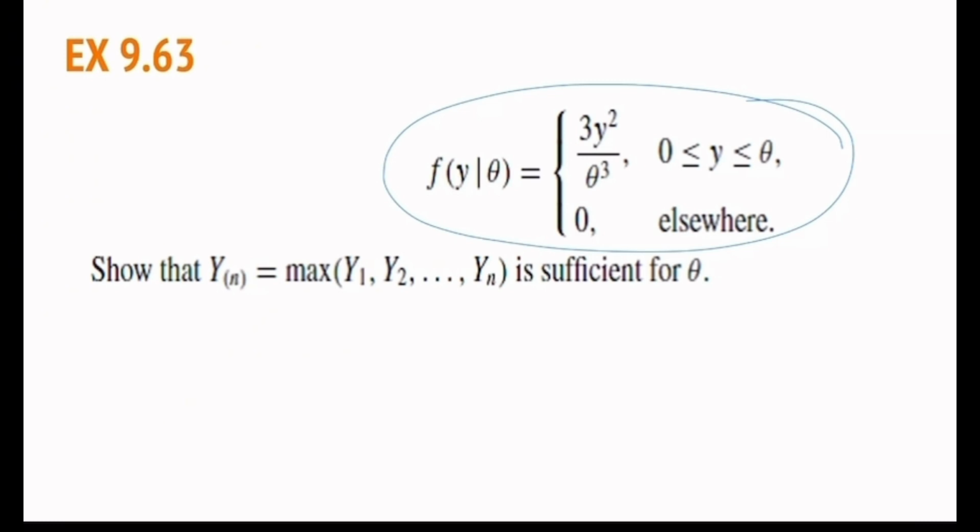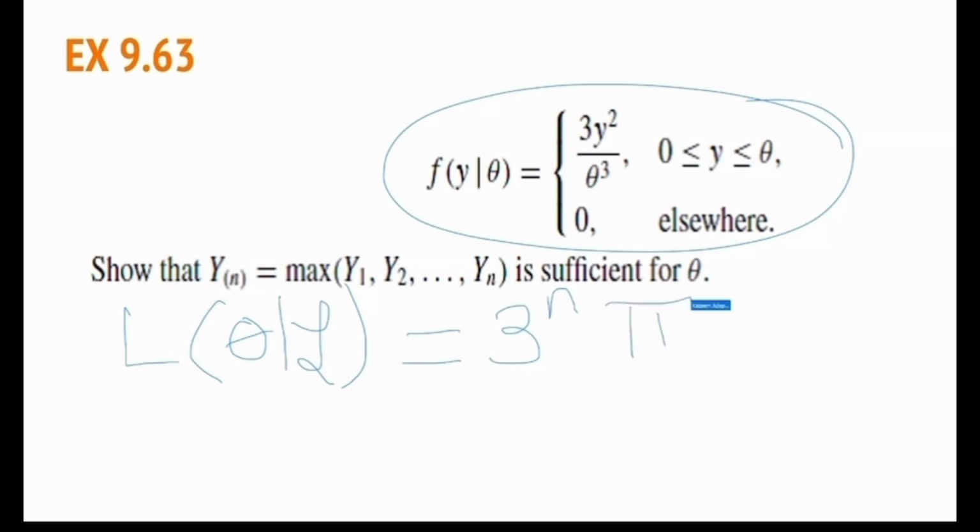Of course, if I want to show this, I can go by way of the Neyman-Fisher factorization theorem. That means I need a likelihood, the likelihood of theta given y. Now it's going to have 3 raised to power n, then a product of yi squared, where i goes from 1 to n, then theta raised to power 3n. So this is going to be the likelihood.